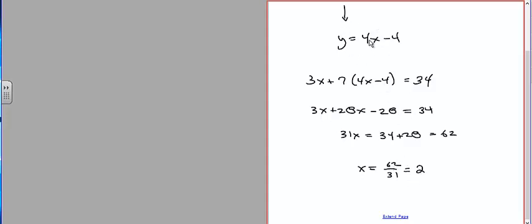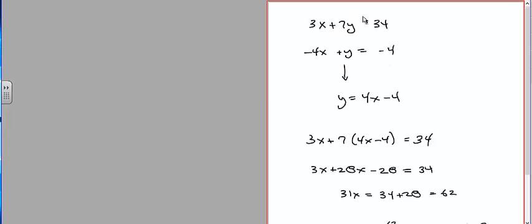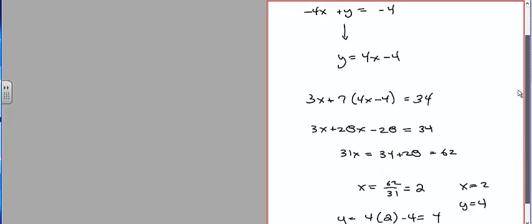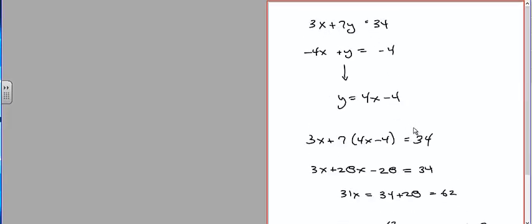And then you go back to your substitution equation that you used and plug in the value of x that you calculated. So 4 times x, which is 2, minus 4, that's going to be 4. So you get the solution is x equals 2 and y equals 4. And what that means is if you plug x equals 2 and y equals 4 into each of these equations, they'll both be satisfied.